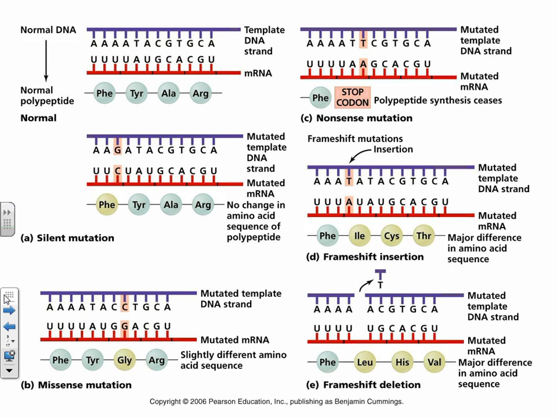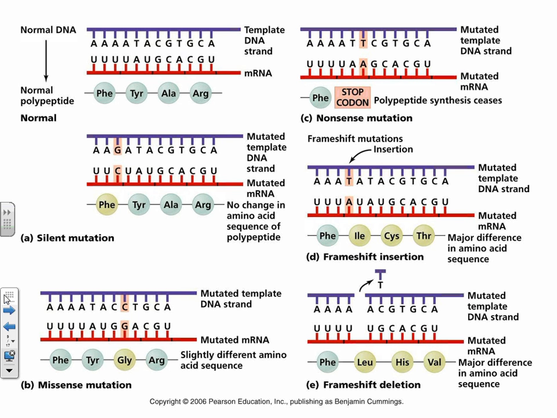Going over to the right-hand side, a nonsense mutation. The phenylalanine's produced okay, but instead of ATA in the normal DNA as the second triplet, we've got ATT that produces UAA in the messenger RNA, and that's a stop codon. So we just don't get anything else produced after that. So from the original, the tyrosine, alanine, arginine sequence doesn't happen because the stop codon has just cut it short.